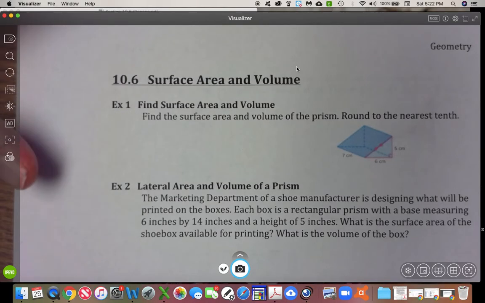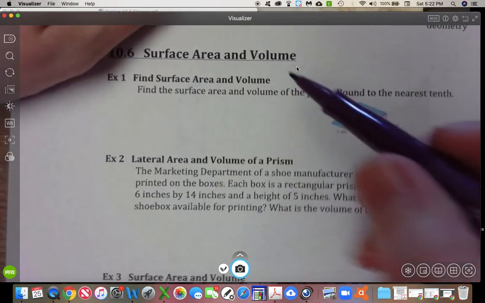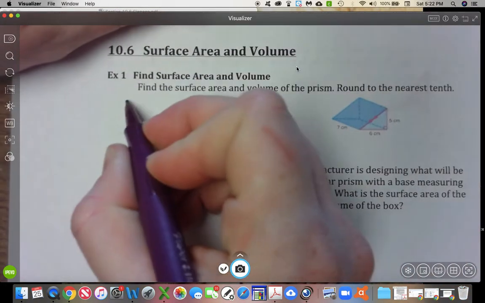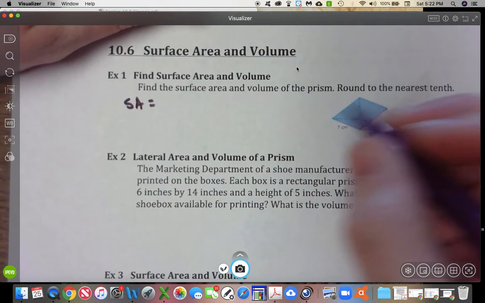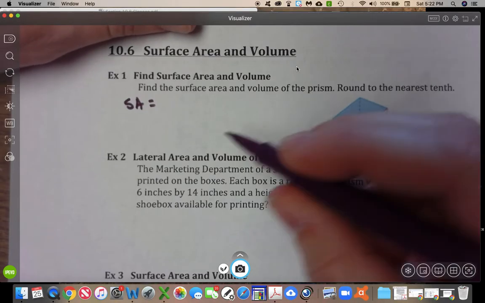Starting with example 1, they want us to find the surface area and volume. So I'm going to do surface area here, and maybe we'll do volume down here. It's usually the case that the volume is a shorter formula than surface area. Surface area of this guy.